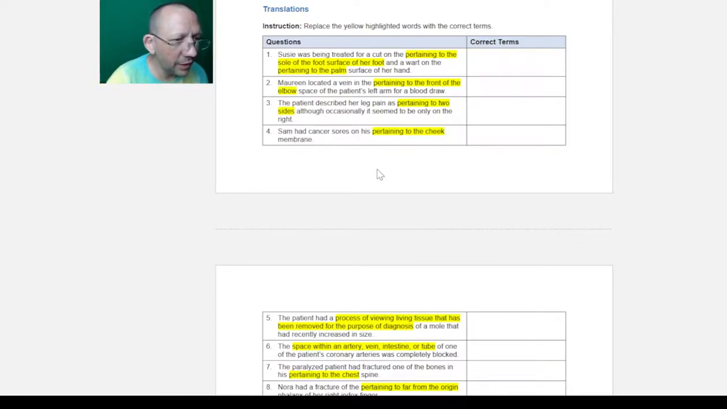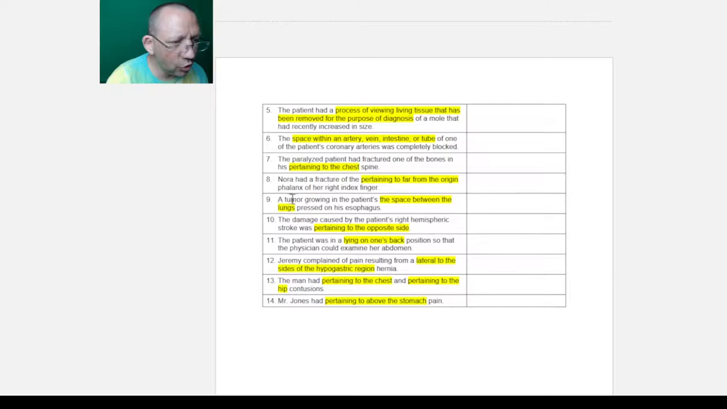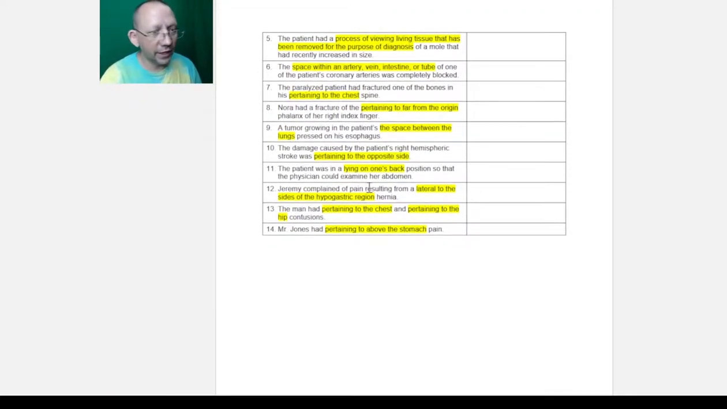Okay, instructions: replace the yellow highlighted words with the correct terms. Okay, let's go down and do number 9, in between the lungs. A tumor growing in the space between the lungs pressed on his esophagus. The space between the lungs, that would be the mediastinum, okay? That's my first guess, but let's see.